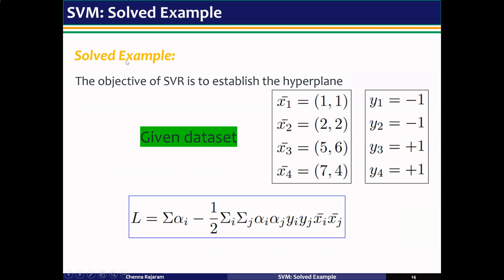We'll solve one example with the data x1 bar equal to (1, 1), x2 bar (2, 2), x3 bar (5, 6), x4 bar (7, 4). The data points x1 bar and x2 bar are on the negative side and x3 bar, x4 bar are on the positive side of the hyperplane. Now we need to determine the hyperplane. This is the equation to be used for finding the support vector solution.